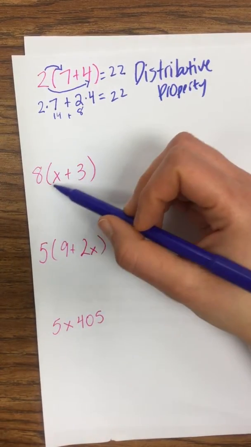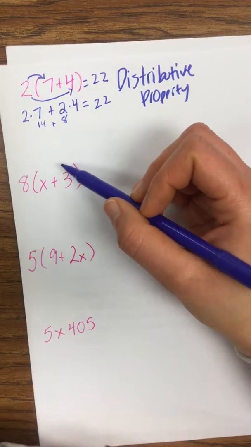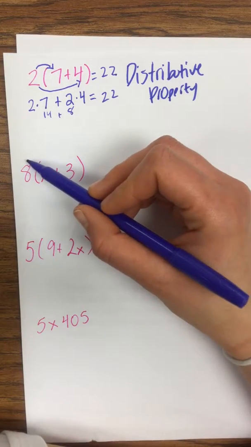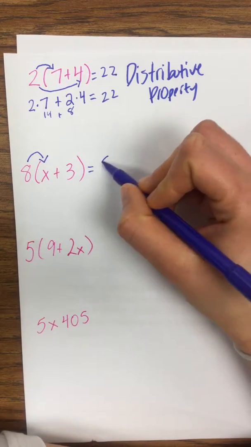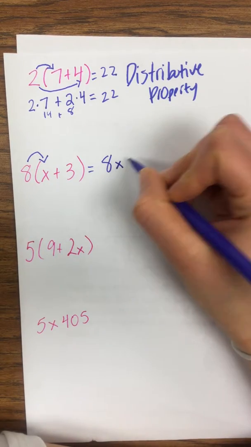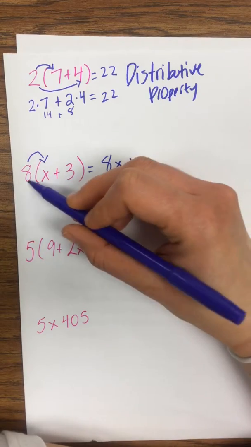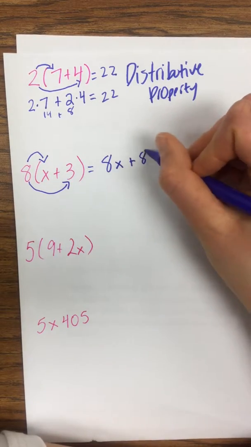When we do it with a variable, we can't actually solve like we did above. This would just be distributing the 8 and rewriting the expression. So we give out the 8 to the x. 8 times x will just be 8x. Carry that plus sign over. Give out the 8 to the 3.